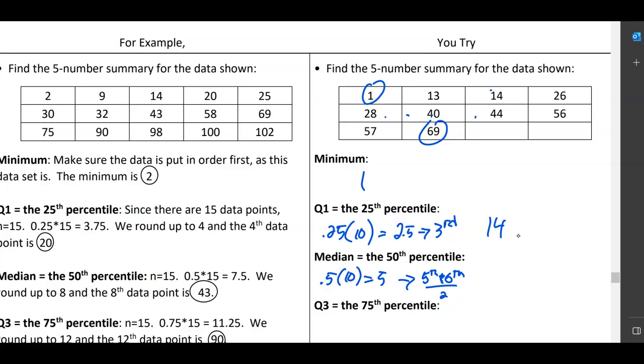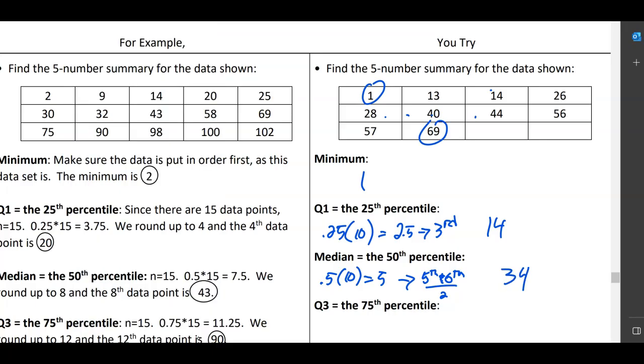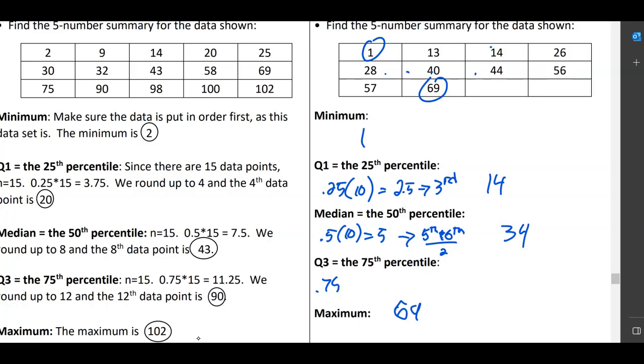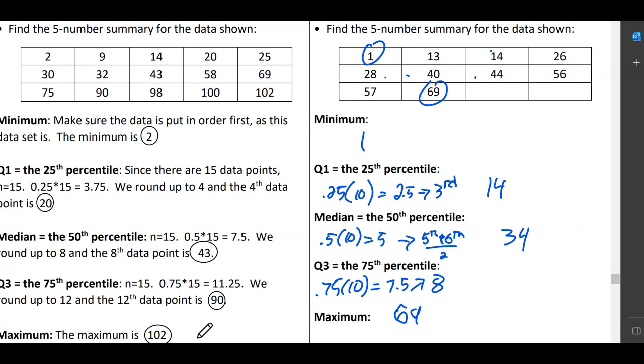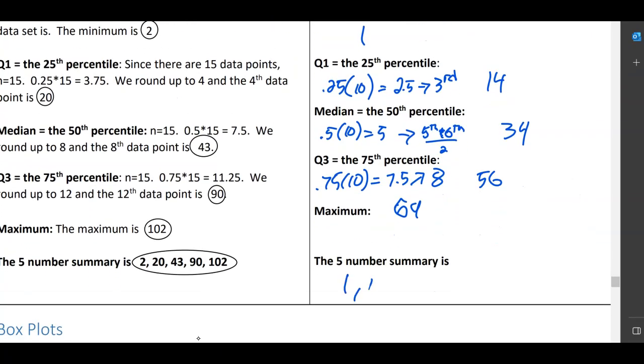For 5 and 6, between 28 and 40, that's 68. Half of that is... calculator work, review day. Add them up, divide by 2. 34. 75th percentile: 7.5, round up to the 8th. That's the 56. So the 5-number summary is 1, 14, 34, 56, 69.